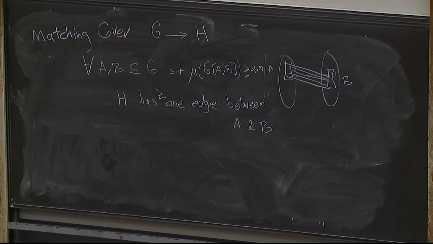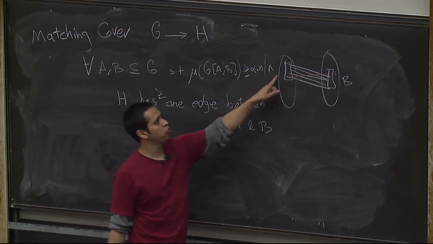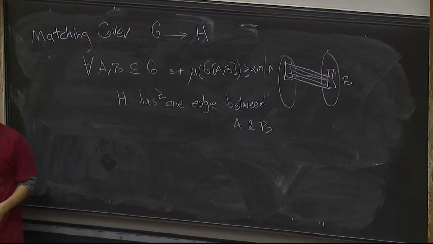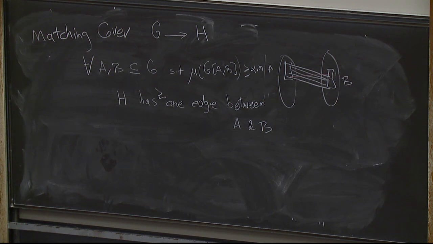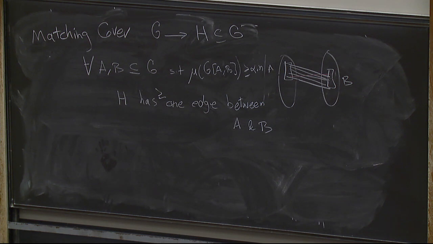Does it sound good? So an alpha matching cover is this thing. For every large matching in your graph, where a large matching is a matching of size alpha n, in the cover, you pick one edge between its endpoints. Do you see why this is a good construction? What is a good property of H? Does H need to be a subgraph of G? H is a subgraph of G, yes. If I have a subgraph like this, do you see what are some good properties of H? For instance, what is the difference between maximum matching size in H and G? How much smaller can the maximum matching size of H be than G? Additive of alpha n.